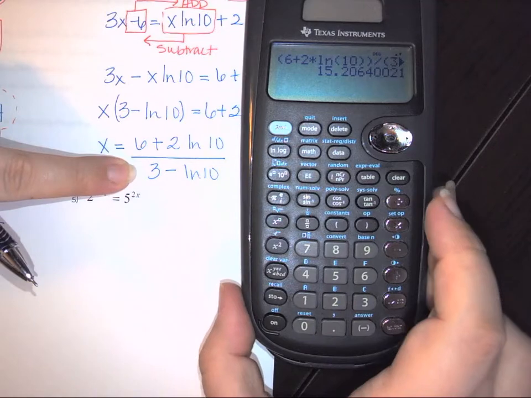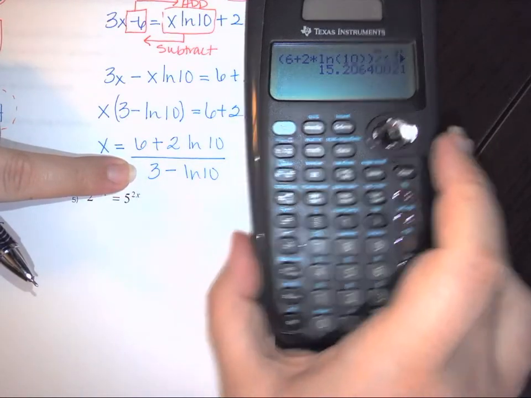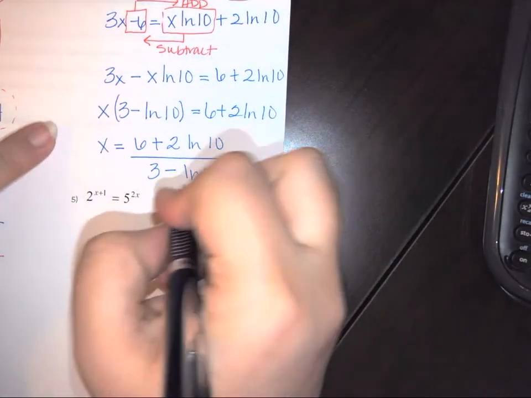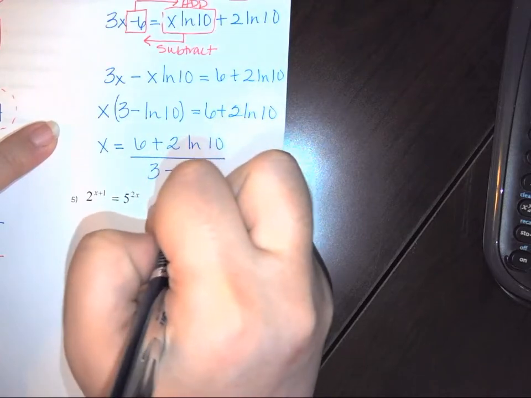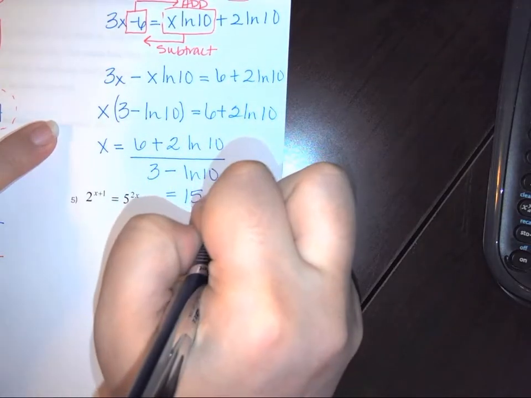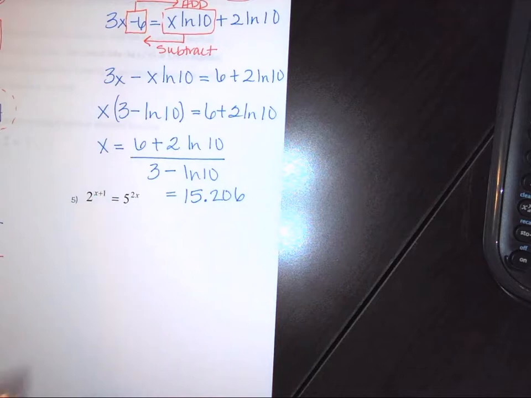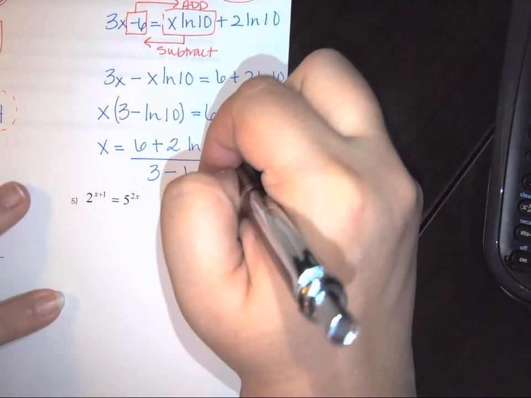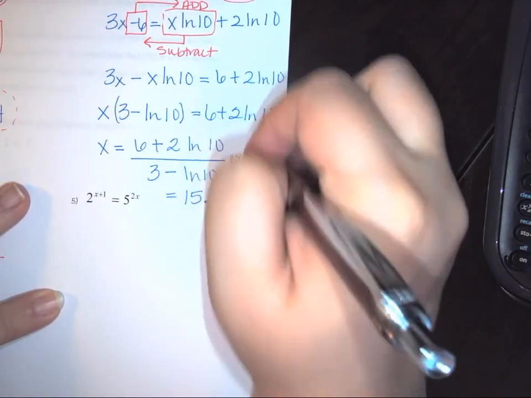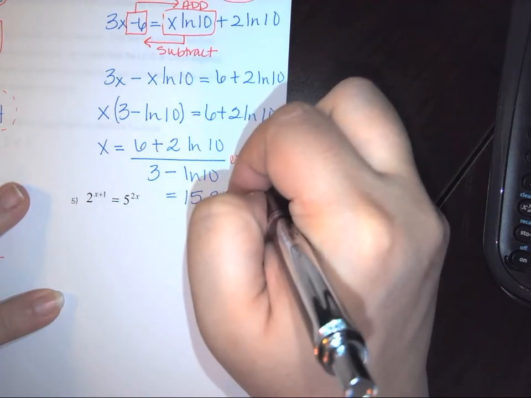And here we get an answer of 15.206. So again, you can see that we have our exact and you have your approximate.